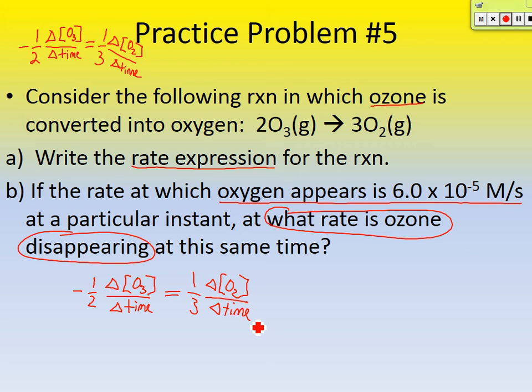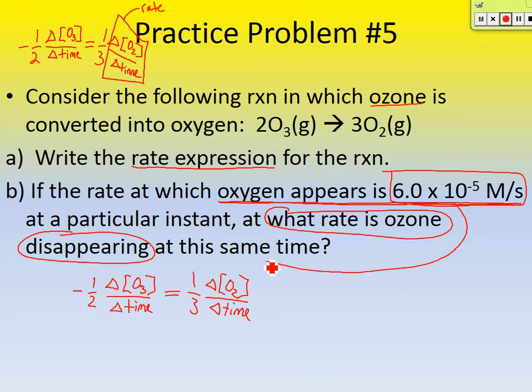Now, a couple of things that I hope you guys will recognize. It gave us the rate at which oxygen is appearing. Where do you see the rate of oxygen in our rate expression? This term right here is the rate. It's the change in concentration over change in time. That's what the rate is. So this whole term right here is what it's referring to. So we can substitute this 6.0 times 10 to the minus 5. We're going to take that number right here, and we're going to plug it in for the rate. Okay, and so when we do that, here's what we get.